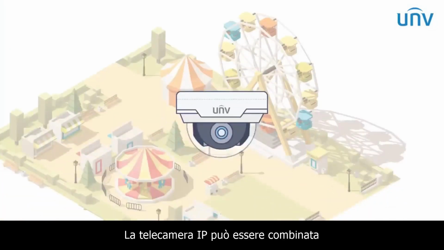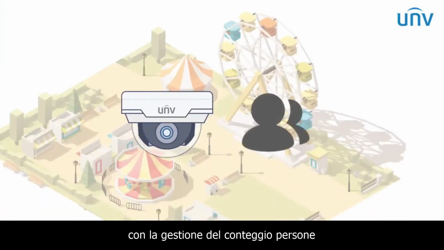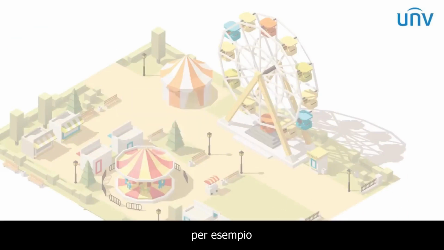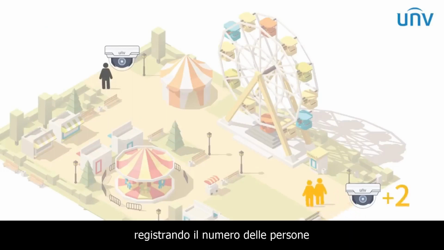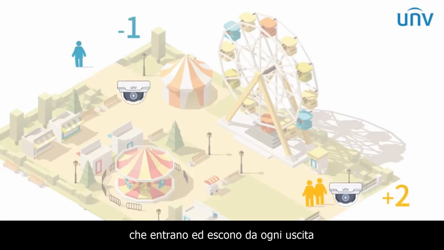IP cameras can also be combined for people counting management. For example, an IP camera can be installed at each entrance of a scenic spot, recording the number of people entering and leaving each exit.